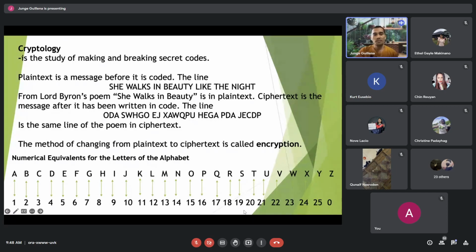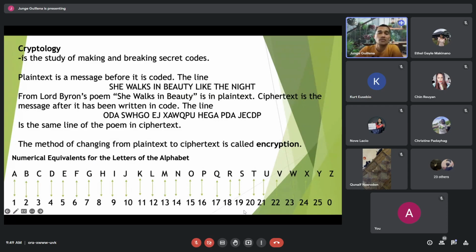There is also what we call plain text, that is a message before it is coded. So the line, she walks in beauty like the night, when you say plain text, that is a statement or a message that can be read. That is excerpted from Lord Byron's poem, She Walks in Beauty. And there's also what we call ciphertext, that is the message after it has been written in code. This is the one that we cannot read.